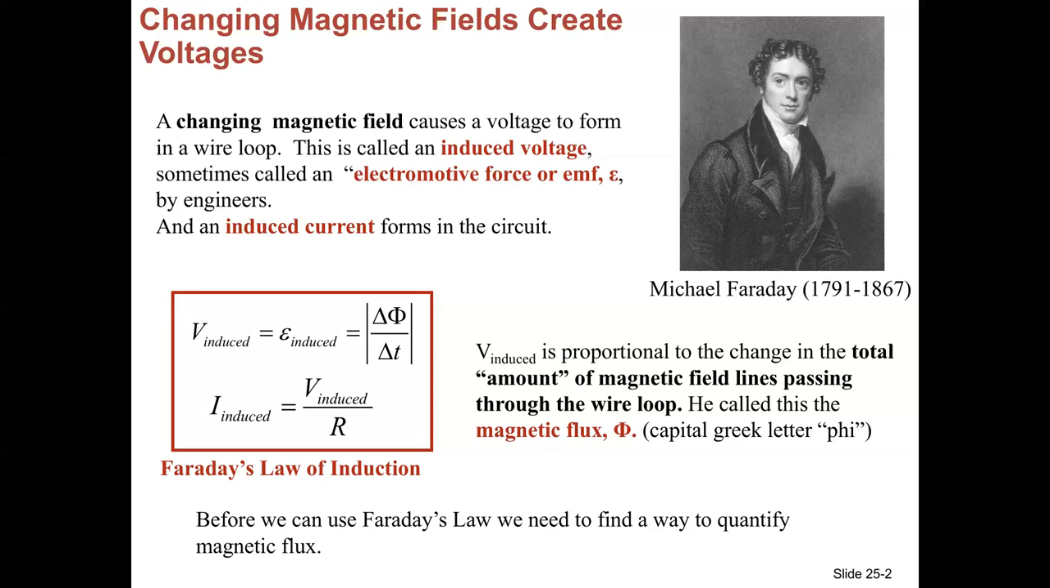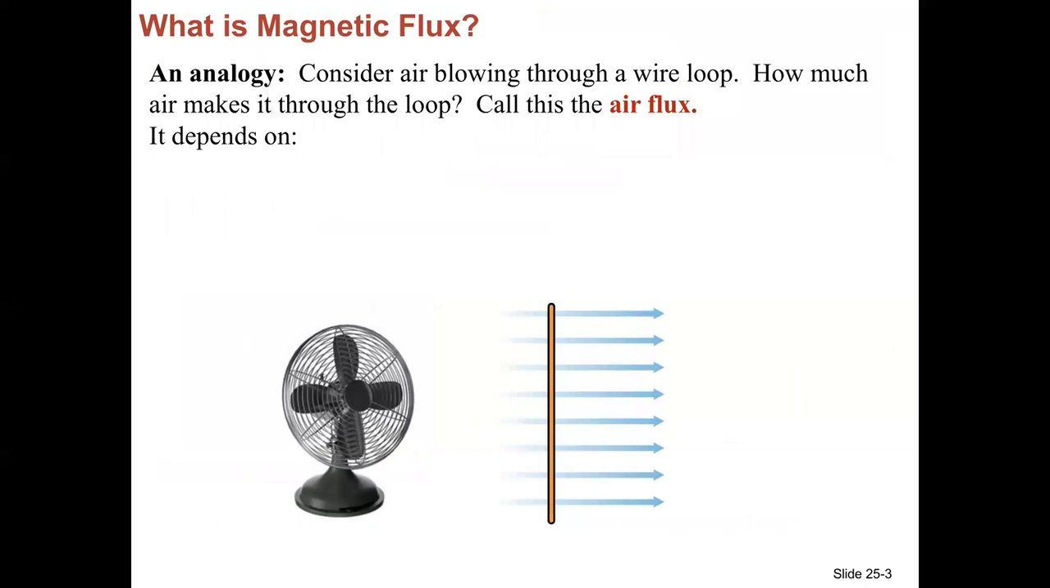So on this next slide, here we have a fan, right? Pretend the fan is blowing all this air through a hula hoop or a loop of wire that we're looking at from the edge. So the gold line here is the edge of our loop or our hula hoop or whatever. And the blue lines here are the air currents that are passing through the loop thanks to the fan. We could call this effectively the air flux, a measure of how the air is flowing.